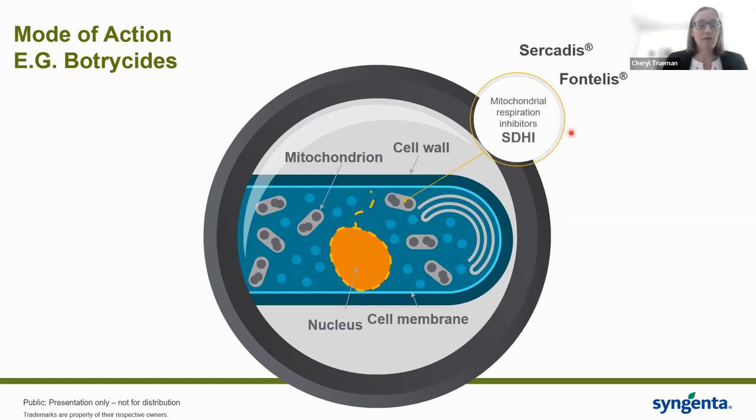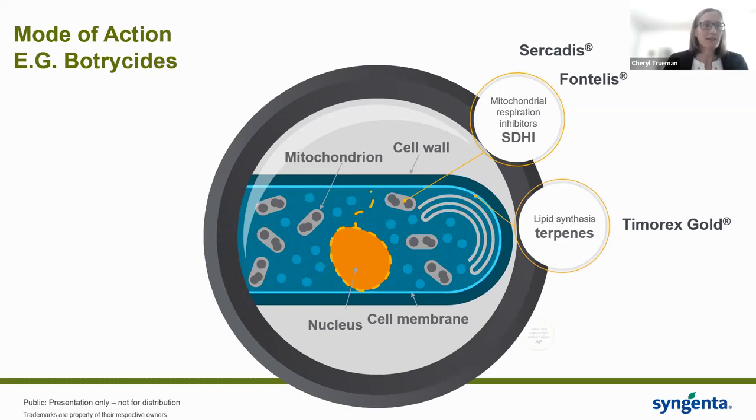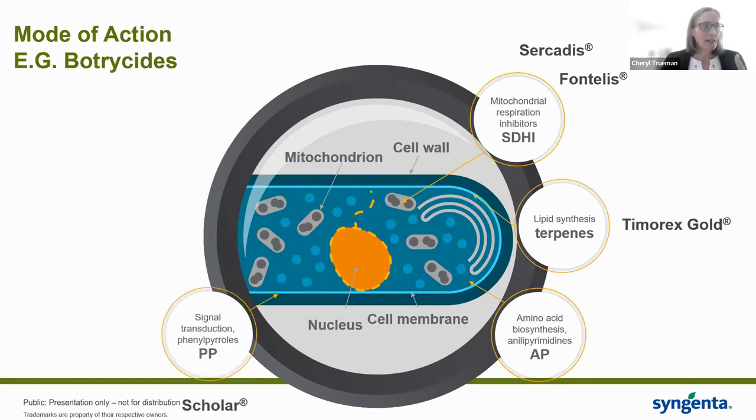So we have SDHIs, and they're affecting respiration. You've got that little arrow pointing to where respiration happens in the cell. And that's something like Cirkuta Fontelis, for example. Timorex Gold is affecting lipid synthesis. AP fungicides are affecting another component. PPs, another component.